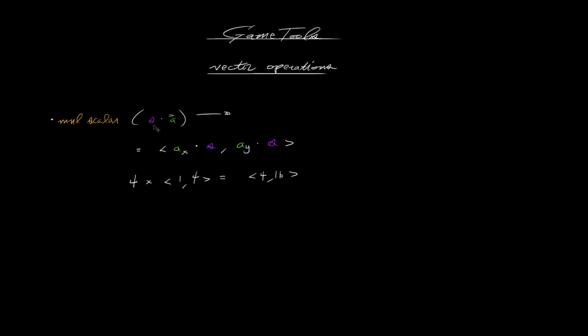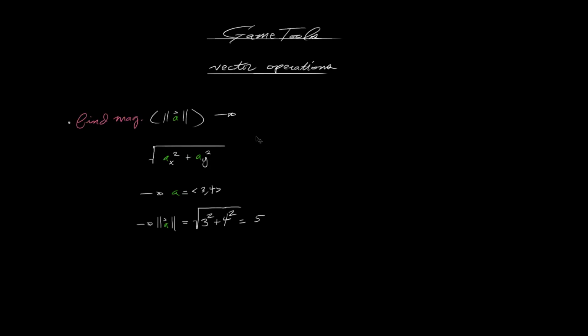We can also multiply scalar values into a vector. So here we have some scalar s multiplied into a vector a, and we can write this out as the x component of the a vector times the scalar, and then the y component of the a vector times the scalar. And here we have an example. Let's say that we have a scalar 4, and we're multiplying that into a vector that's 1, 4. That gives us a final vector of 4, 16.